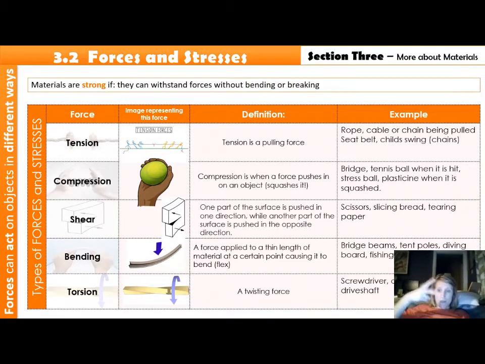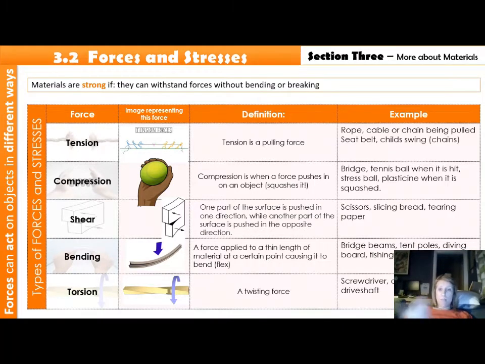Some examples of that are scissors. Yes, these are scissors. When you've got the two blades of the scissors going in different directions, but along the same angle, if you see what I mean. Slicing bread, tearing paper, those are all really good examples of a shear force. So that is when a force acts kind of across each other. It's not like this way or anything like that, it's kind of across.